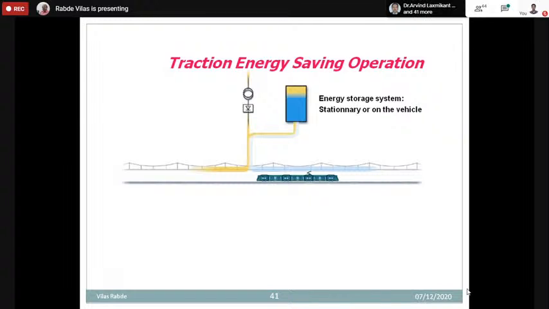When a train comes to the railway station and another starts, there is a heavy load on the grid, because when the train starts, it requires a very high inrush current. So a supercapacitor based energy system is installed in Germany. Please watch this animation very carefully.